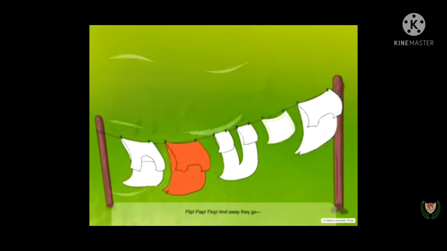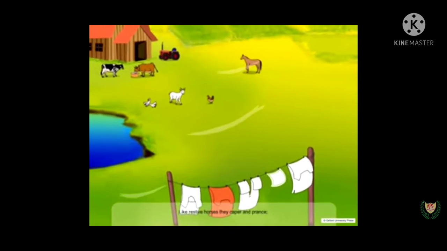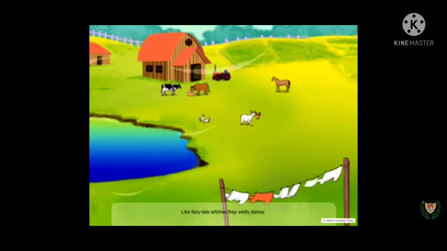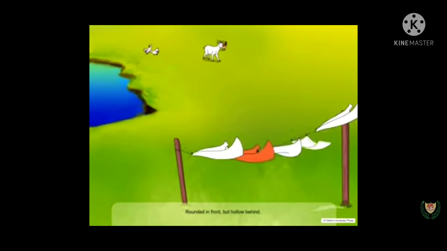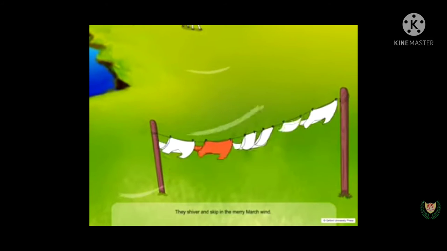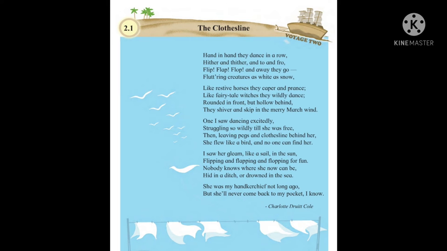And further, the poetess is comparing the clothes with the witches of the fairy tale. Now, what do witches do? They dance wildly. Now, what is the meaning of wildly, students? It means very hard or violently. So the poet is telling us here that the clothes on the string are moving so hard. They are struggling so hard, and moving so violently in order to free themselves from the peg. What is a peg? Pegs are the clips or pins that we use to attach the clothes to the string. So the poetess is telling us that they move so hard, so violently, that they seem like witches to the poetess.